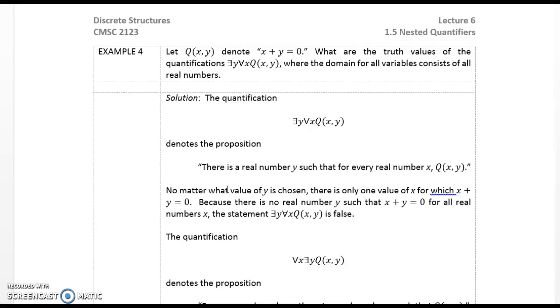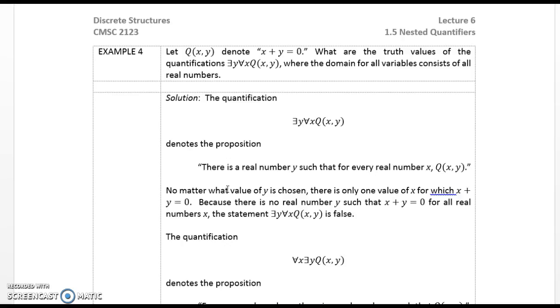Q of xy. No matter what value of y is chosen, there is only one value for x for which x plus y equals 0. Because there is no real number y such that x plus y is equal to 0 for all real numbers x, the statement "there exists y for all x, Q of xy" is false.